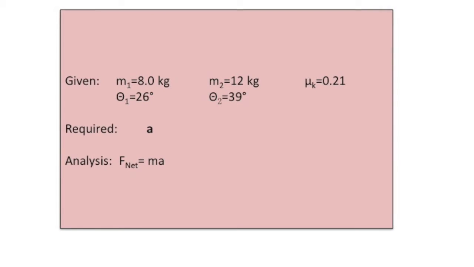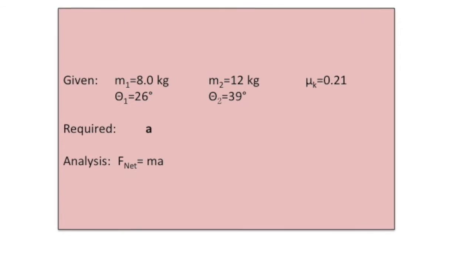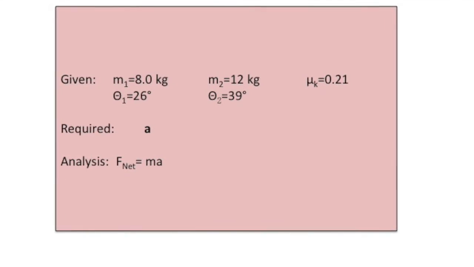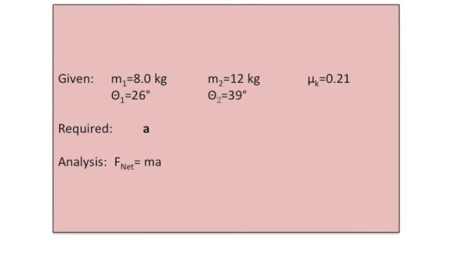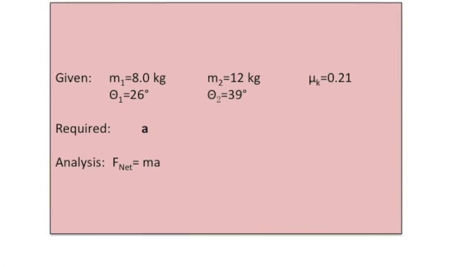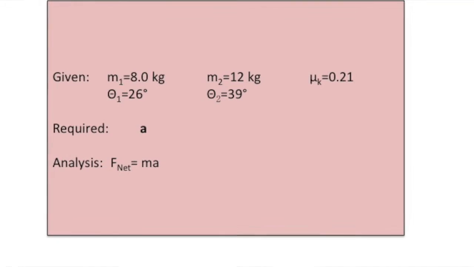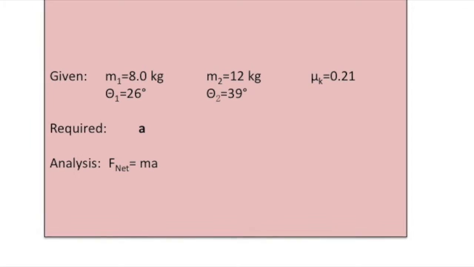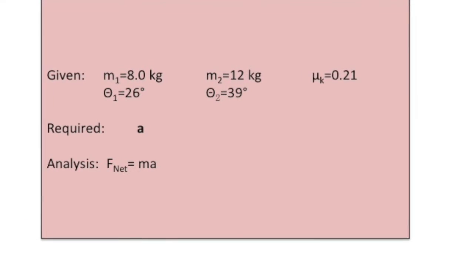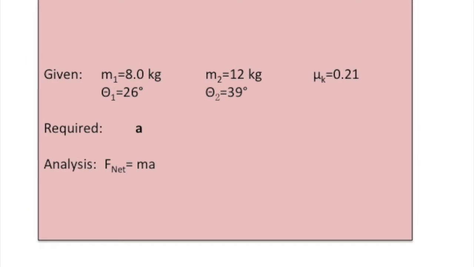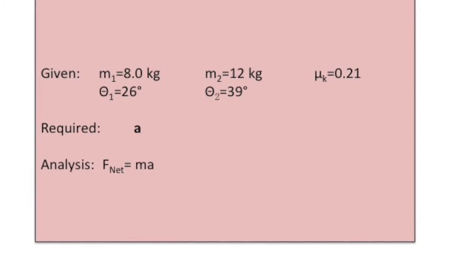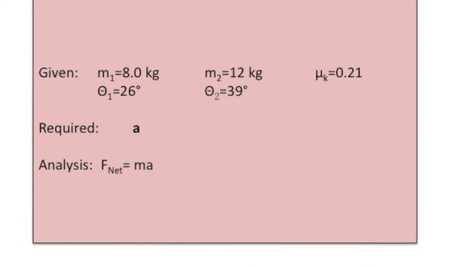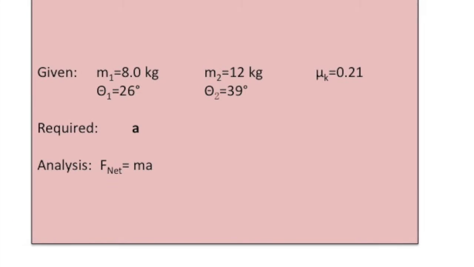Given that m1 and m2 are 8 kg and 12 kg respectively, and mu k is 0.21, and theta 1 and theta 2 are 26 degrees and 39 degrees, we are required to find the acceleration of the two masses.